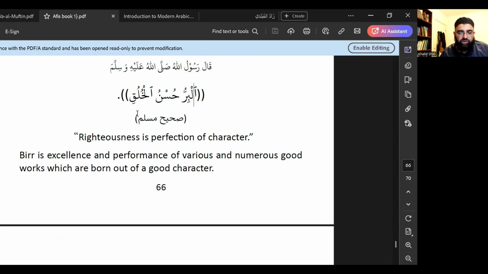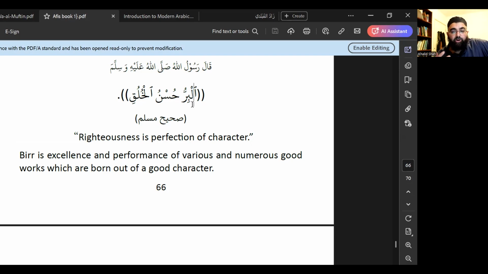Al-birru husnul khuluqi. Righteousness, al-birru, all manners of good. Husnul khuluqi is perfection of character. So bir is excellence and performance of various and numerous good works which are born out of good character. Bir, right? Someone is bar, right? We are ordered to have bir towards the parents, meaning to have good character, to be righteous and good in our behavior to them.